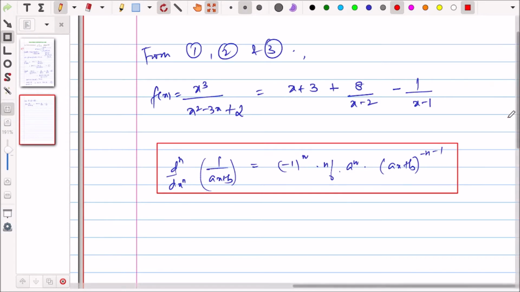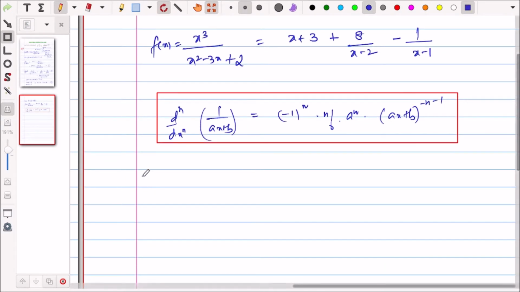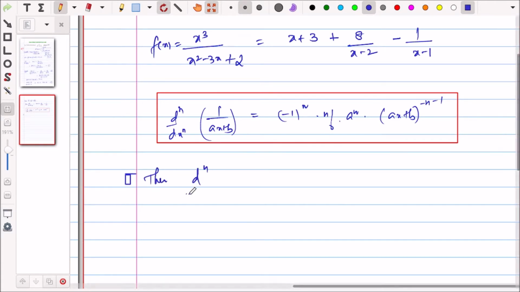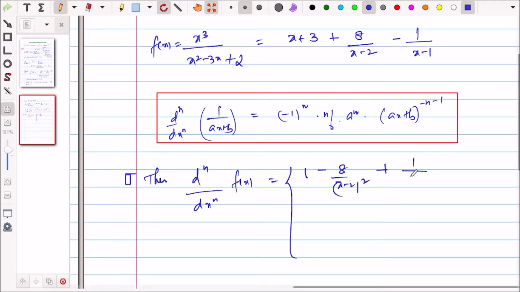So what will be f and x? Yes, from this. So then dn by dx and fx is equal to, yes, what will be this, इसका nth डेरिवेटिव क्या होगा, it will be 1. Yes, what will be derivative of this, minus 8 by x minus 2 whole square minus ये प्लस हो जाएगा 1 by x minus 1 whole square if n is equal to 1.